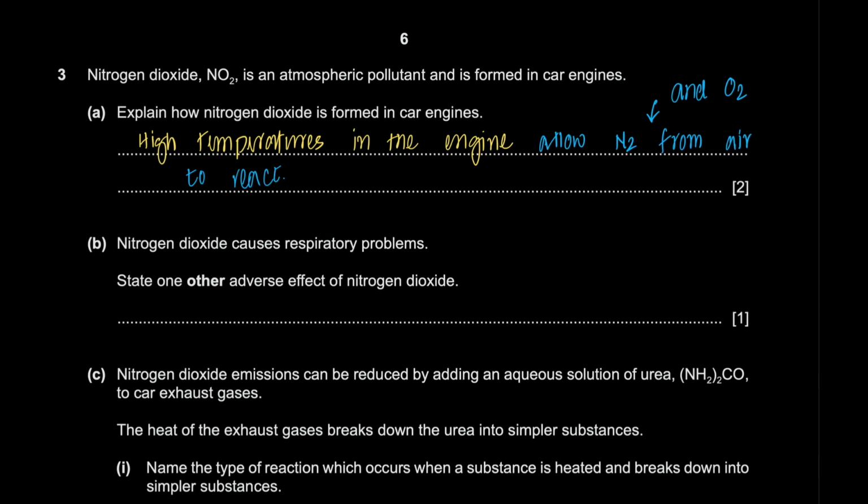Nitrogen dioxide causes respiratory problems. State one other adverse effect of nitrogen dioxide. Well, that's going to be acid rain. Forms nitric acid in water. Okay, let's move on.